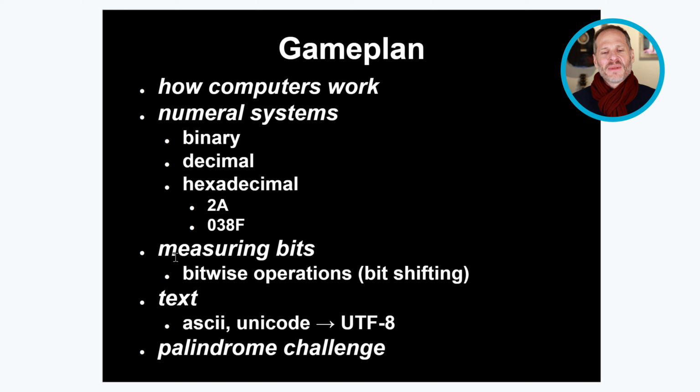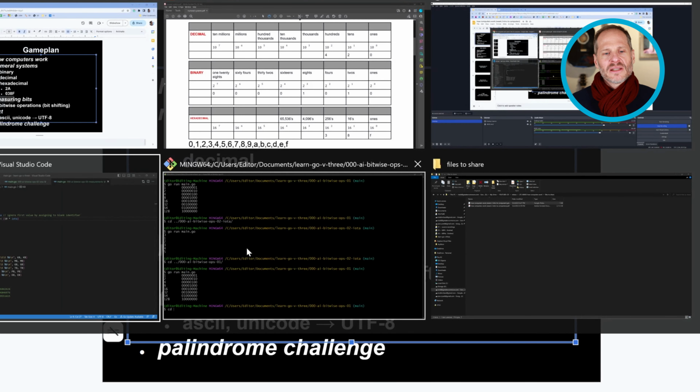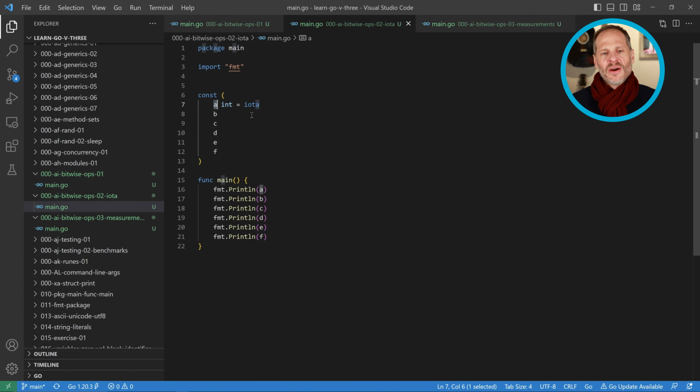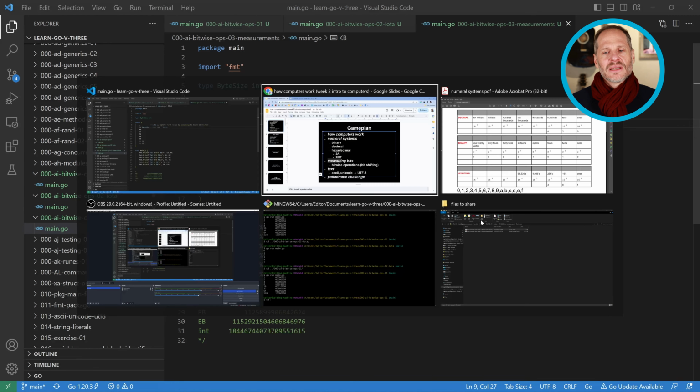I have a new video coming out after this in this playlist where we're going to look at measuring bits, and we're going to see how to measure bits with the Go programming language. We're going to use bitwise operations to do bit shifting, and we're going to use iota to increment things, and so that will look like this, where we'll get kilobytes, megabytes, gigabytes, and all the rest of that right there. So we're going to see that in the next video.